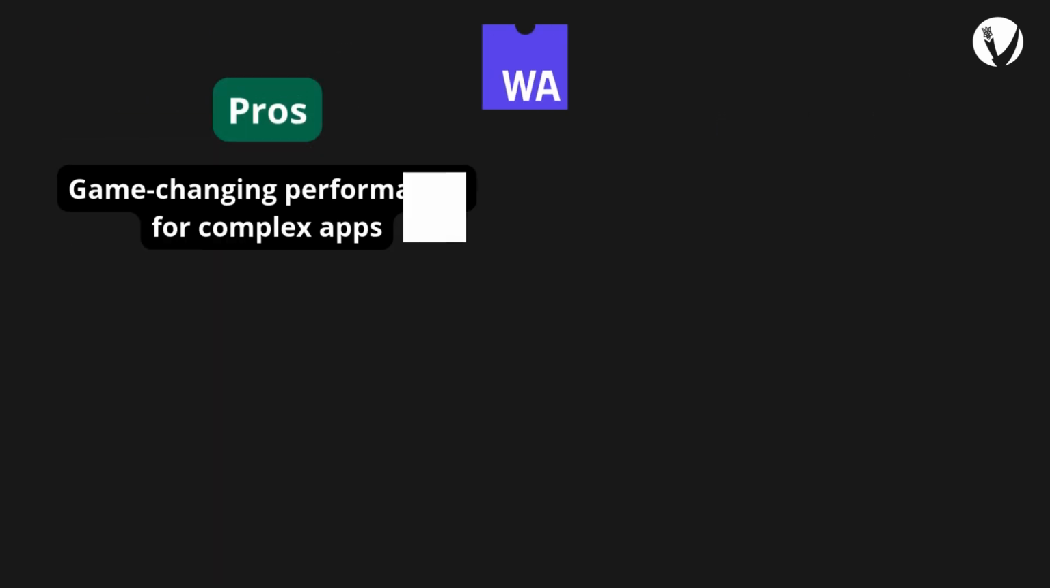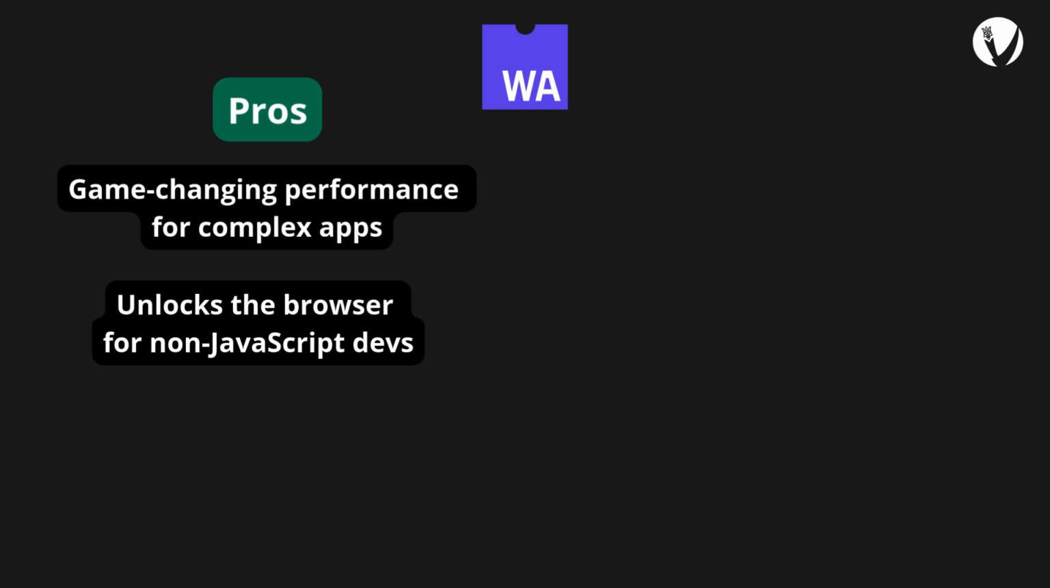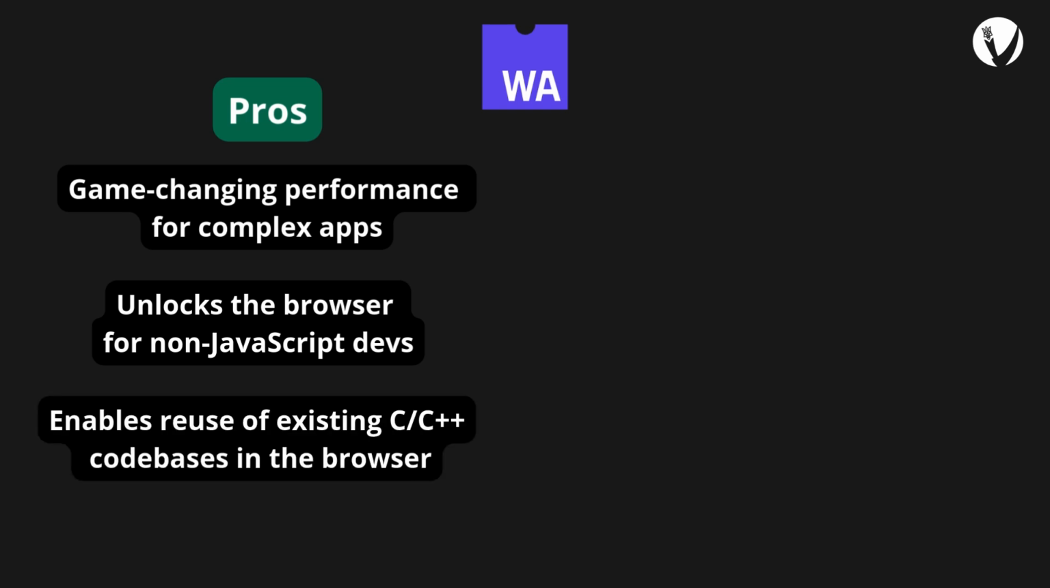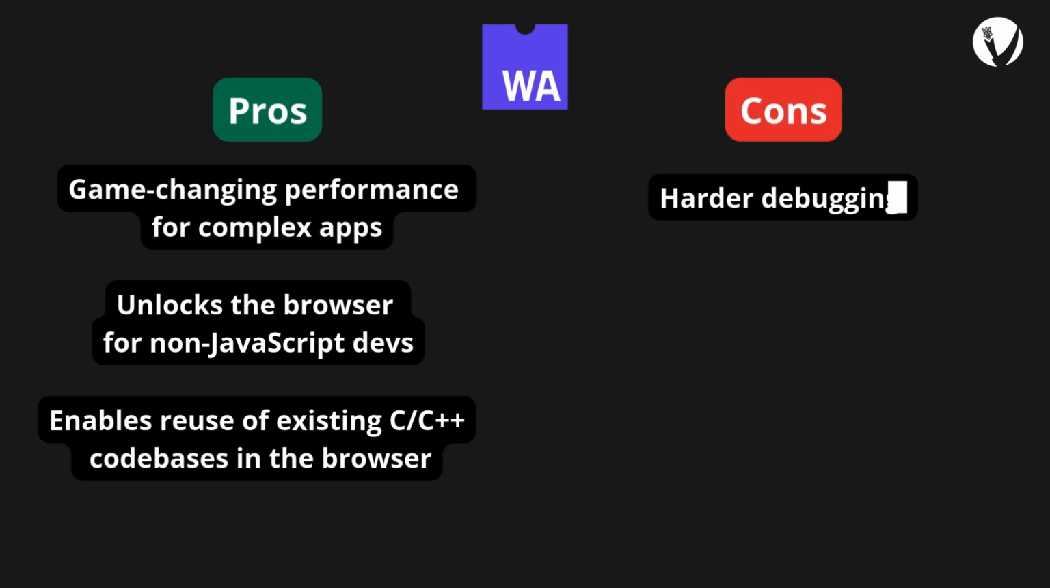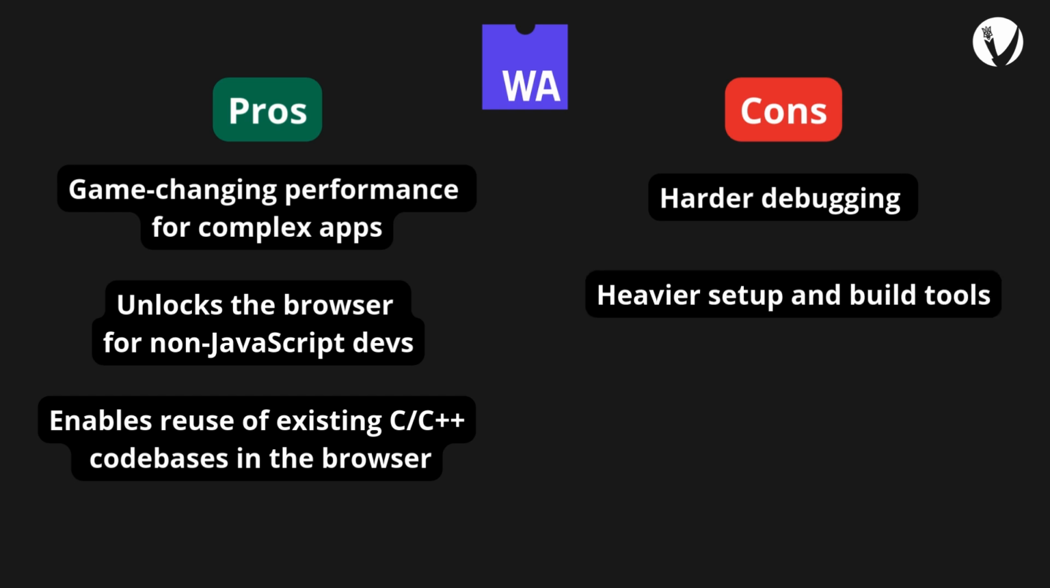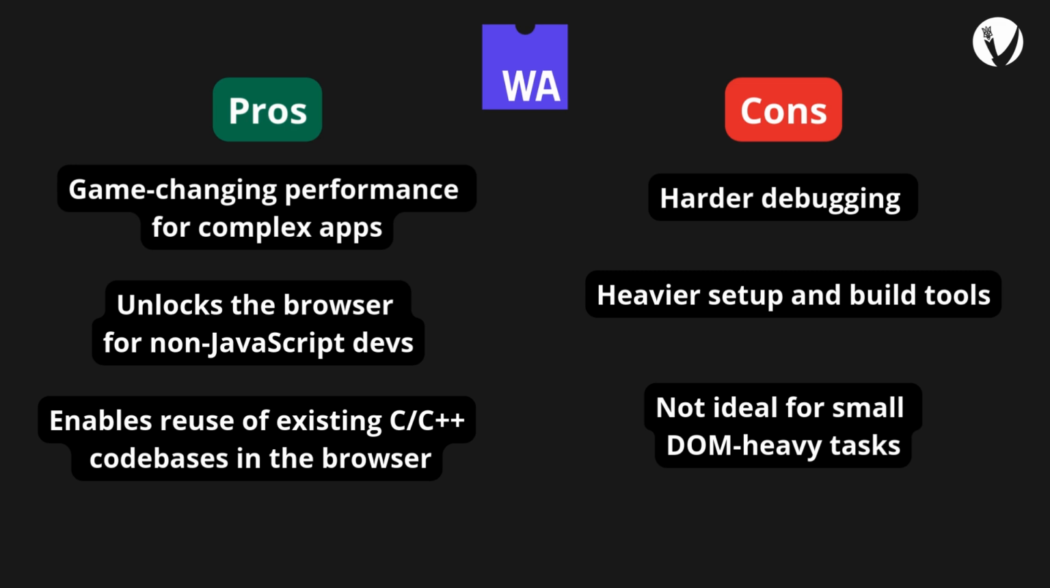Pros: game-changing performance for complex apps. Unlocks the browser for non-JavaScript devs. Enables reuse of existing C/C++ codebases in the browser. Cons: harder debugging, no console logs like JS. Heavier setup and build tools. Not ideal for small DOM-heavy tasks.